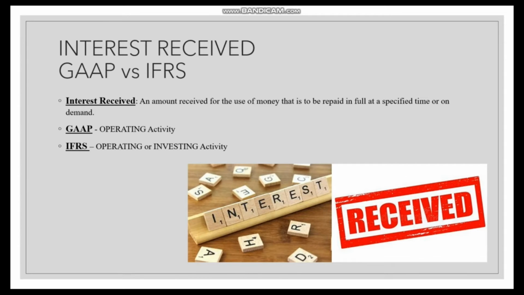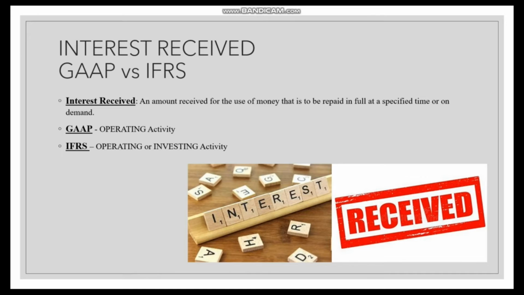Hi, today I will be talking to you guys about interest received and the difference between GAAP and IFRS. So what is interest received? Interest received is an amount received for the use of money that is to be repaid in full or at a specified time or on demand. Under GAAP standards, it prescribes that interest paid and interest received should be classified as operating activities, while international standards are a bit more flexible.